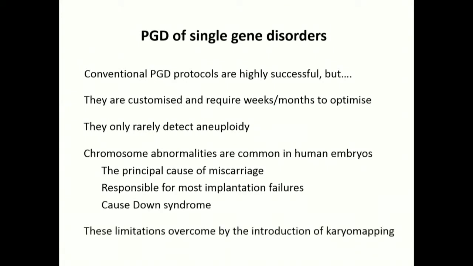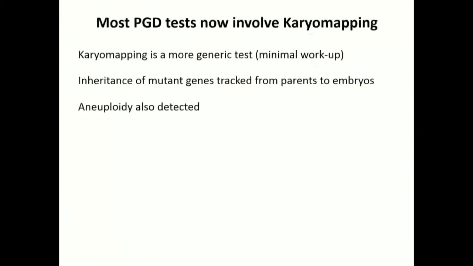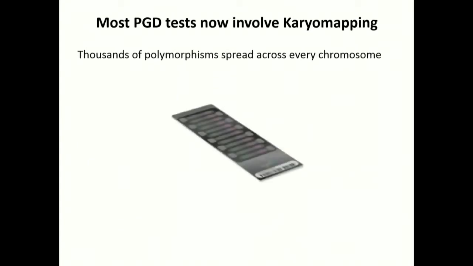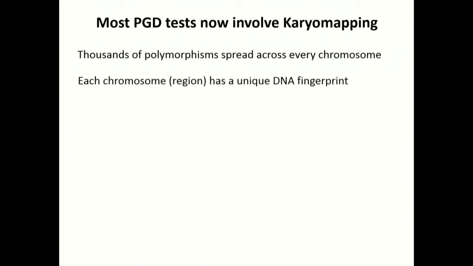And then finally, of course, chromosome abnormalities are associated with various conditions such as Down syndrome. Now, thankfully, all of these limitations have been overcome with the introduction of carrier mapping. If you could describe carrier mapping, perhaps as a more generic approach to PGD. It's based on a genome-wide SNP array, and essentially you're going to track the inheritance of polymorphisms rather than mutations. It also allows us to see some aneuploidies. So I'm sure this audience is all familiar with the concept of a SNP array. So essentially what we're doing is getting a unique DNA fingerprint or haplotype for each region around each gene and following their inheritance through the family.